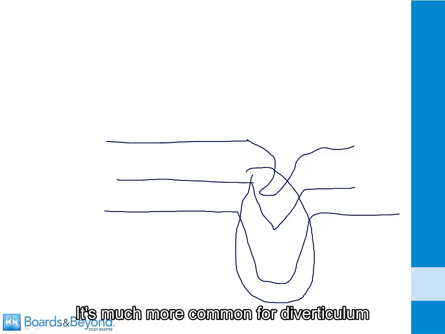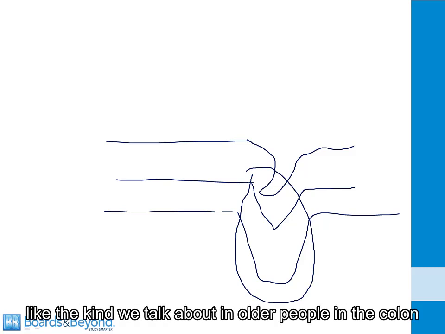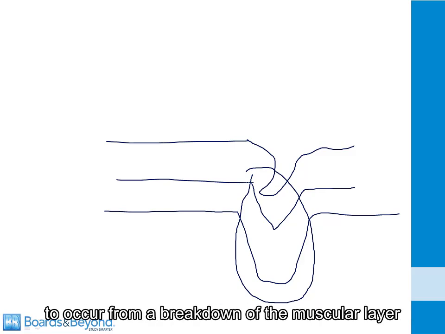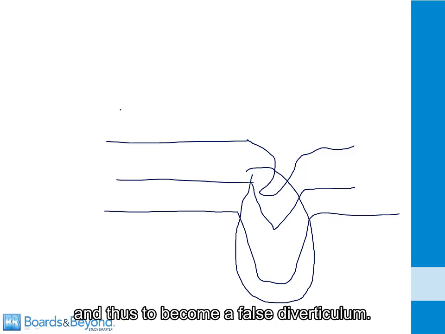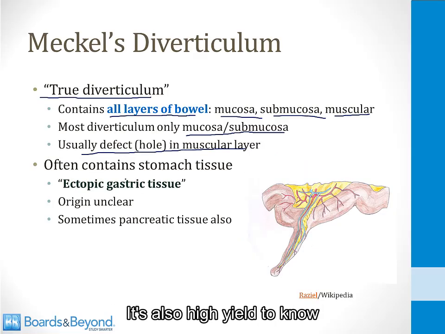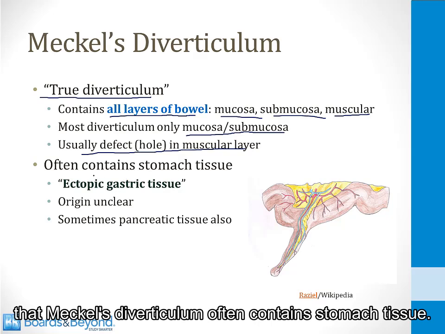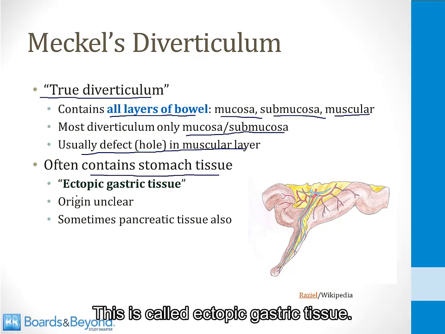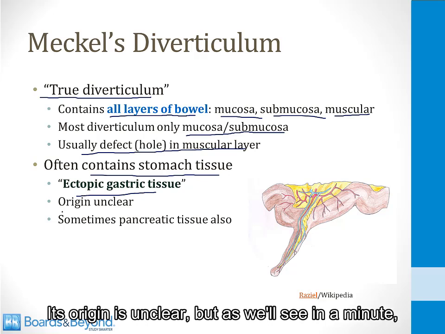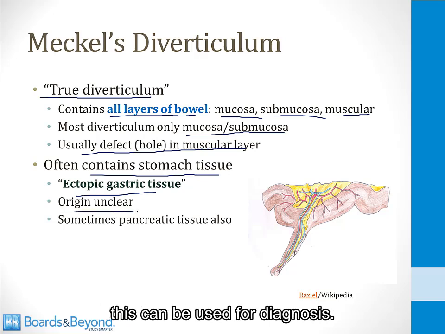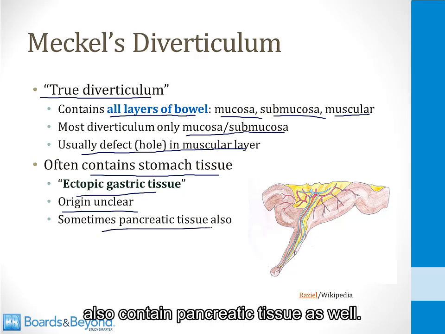It's much more common for diverticulum like the kind we talk about in older people in the colon to occur from a breakdown of the muscular layer and thus to become a false diverticulum. It's also high yield to know that Meckel's diverticulum often contains stomach tissue. This is called ectopic gastric tissue. Its origin is unclear, but as we'll see in a minute, this can be used for diagnosis. Sometimes these diverticulum also contain pancreatic tissue as well.